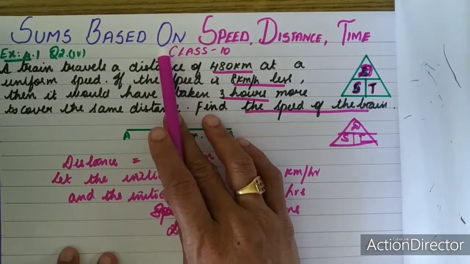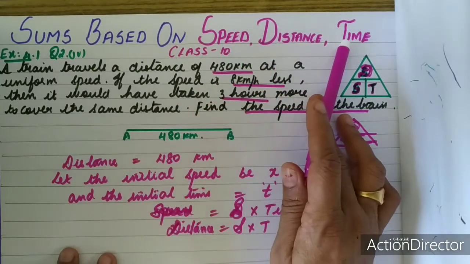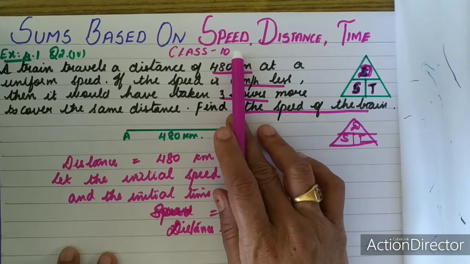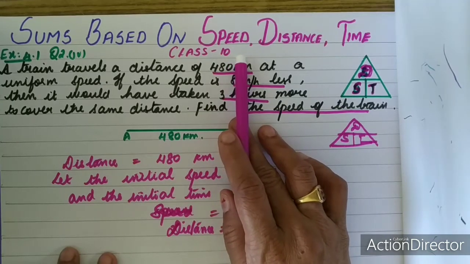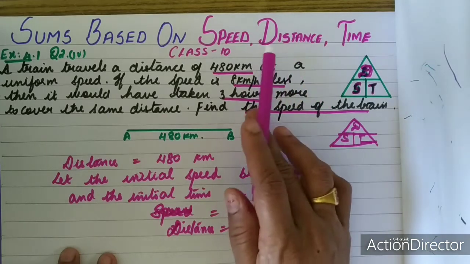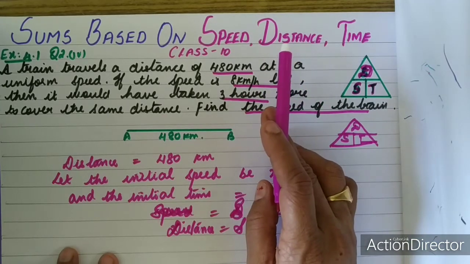Today let us discuss the sums based on speed, distance and time. In class 10th in the quadratic equation chapter, that is chapter number 4, you have 3 or more questions of the type which is related to speed, distance and time. So let me discuss all those 3 sums over here.